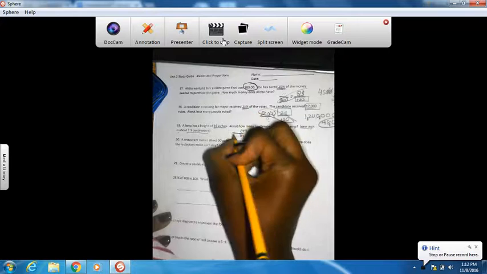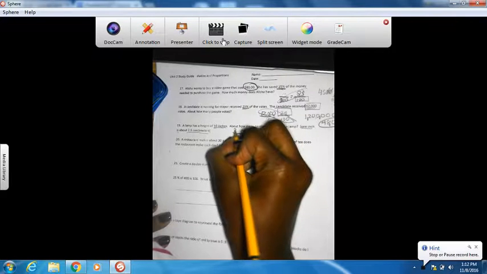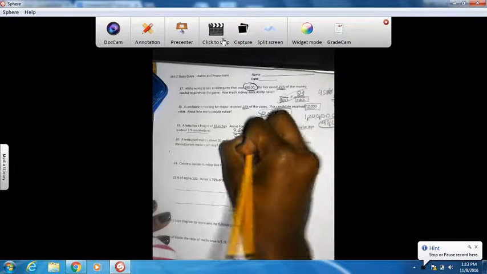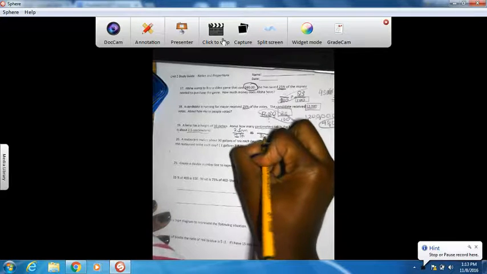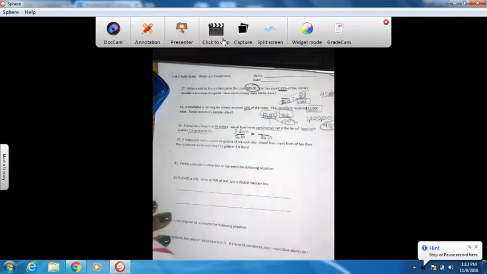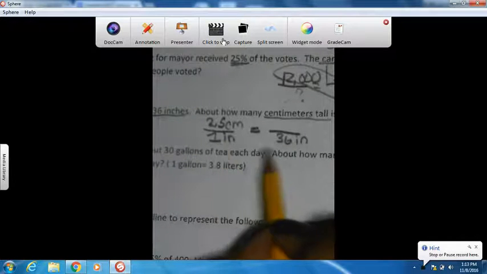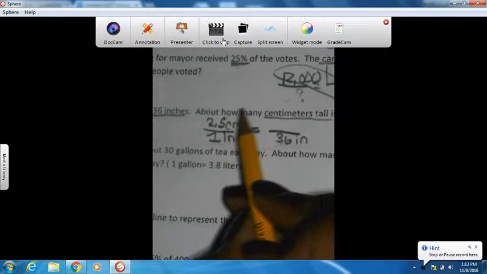So I'm going to fill this in. 1 inch means 2.5 centimeters. But if we were to set up a proportion to figure out how many centimeters 36 inches is, it would look like this. Have you noticed that we use the same process using a proportion? Alright, so we can do a couple of things. You can scale up. 1 times 36 will give you 36, so 2.5 times 36 will give you a number.